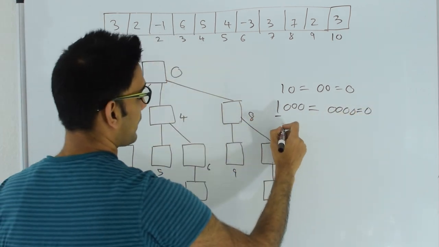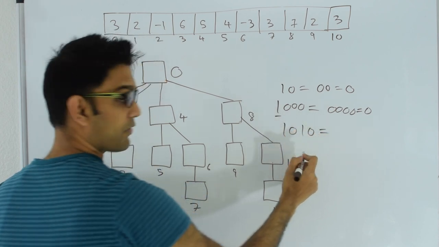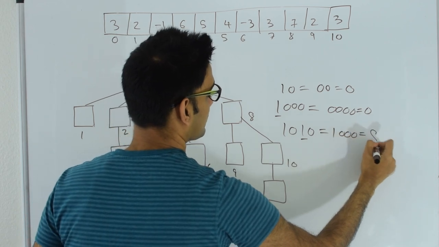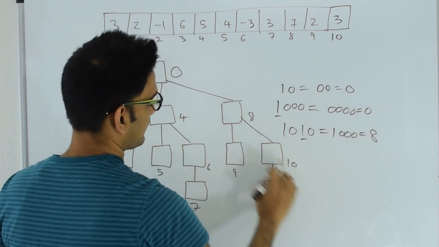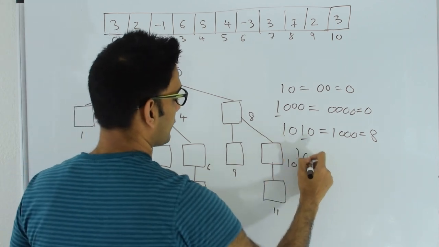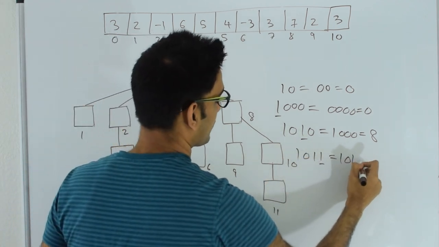If you look at 10, the binary representation of 10 is 1, 0, 1, 0. If you flip the rightmost set bit, it becomes 1, 0, 0, 0. And this is 8, which is why 10's parent is 8. Let's look at 11. 1, 0, 1, 1. If you flip the rightmost set bit, it becomes 1, 0, 1, 0.